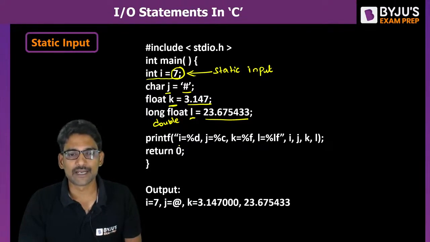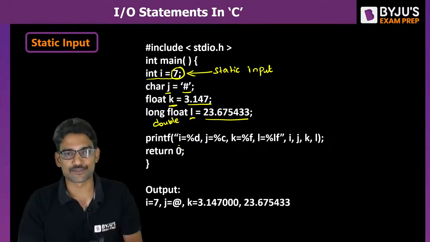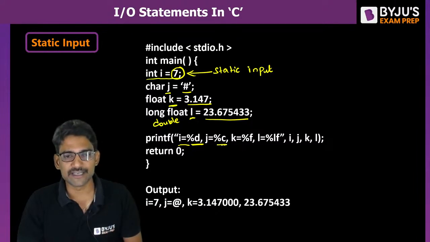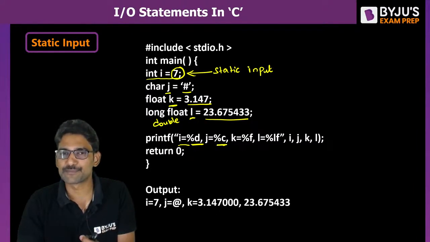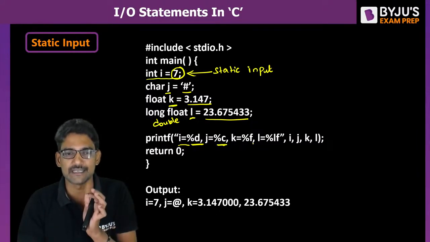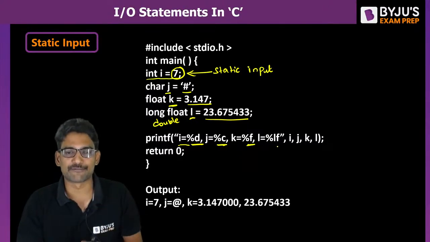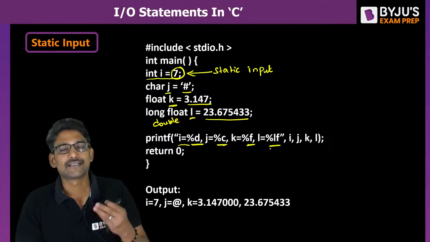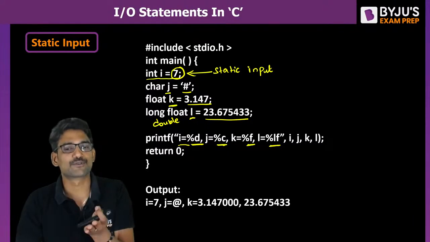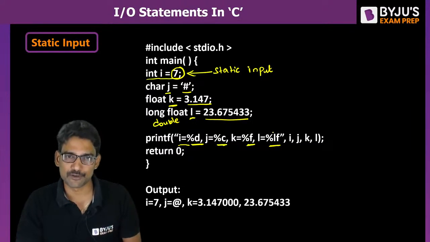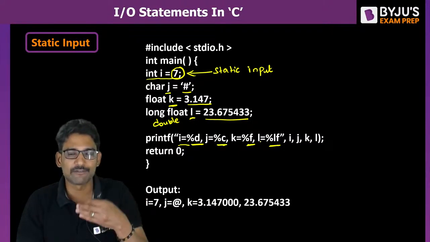And I would like to print these values. How do I print? i is integer, so what is the format specifier? %d. j is character, what is the format specifier? %c. k is float, so %f. l is double or long float, so %lf. So I have used the format specifiers. So what would I be getting?